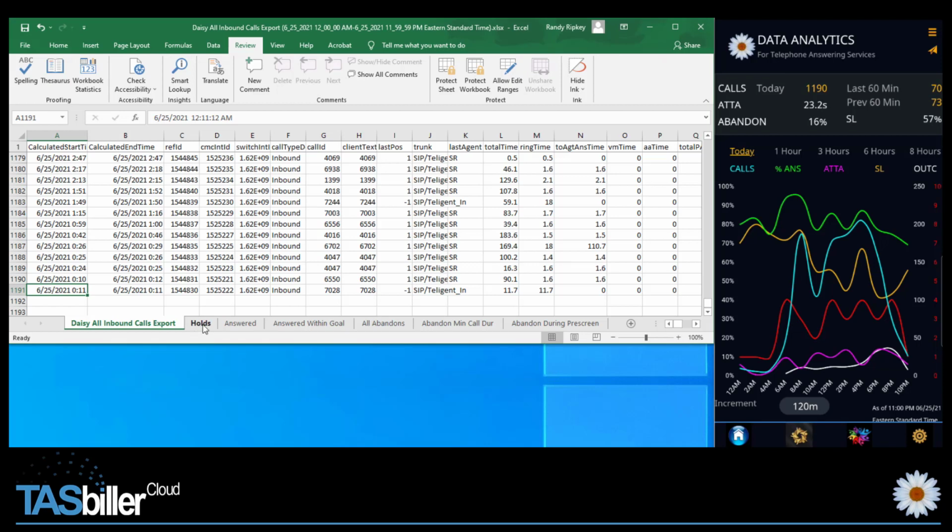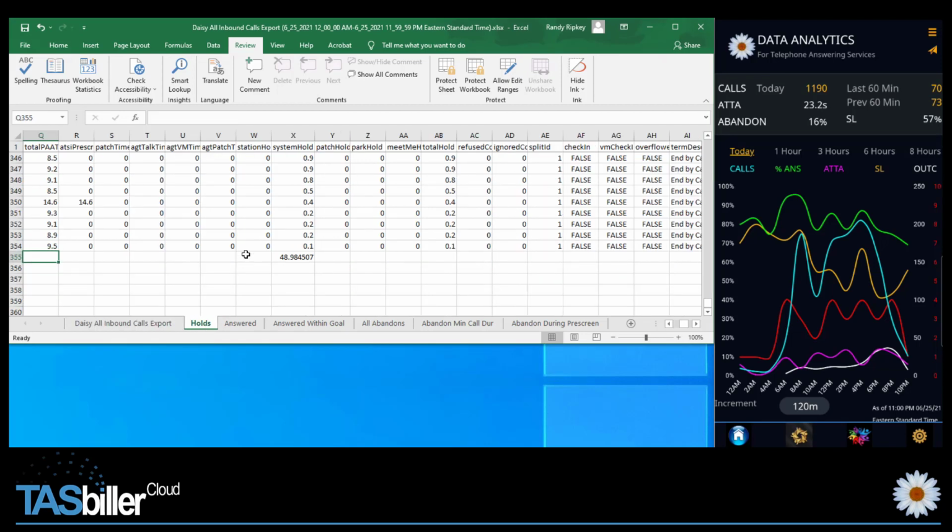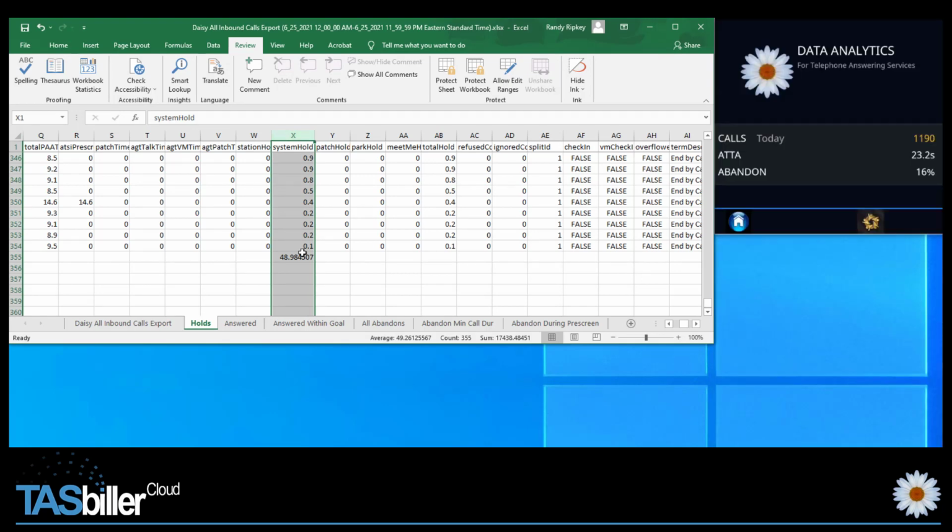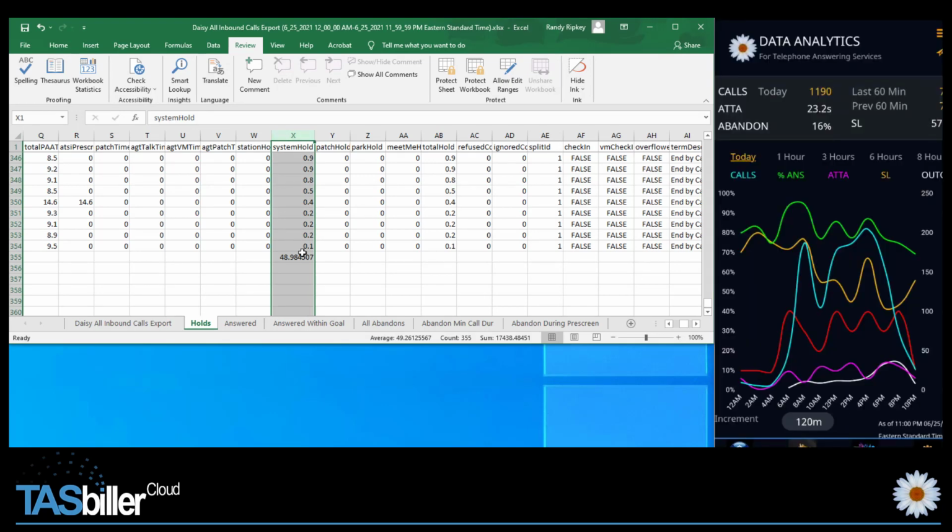So holds, for example, these are all call records that had a system hold duration. So if we look at Daisy, and bring up the holds, we see 353, so that matches. And here's our calculation of the average hold time, which is also matching.